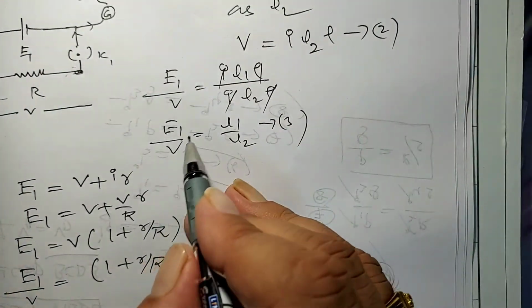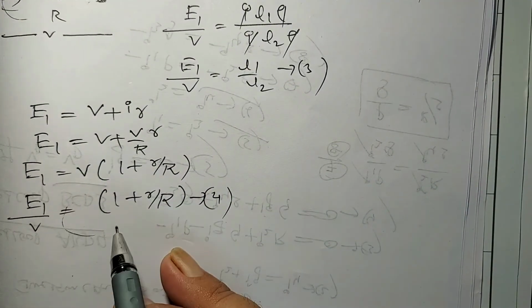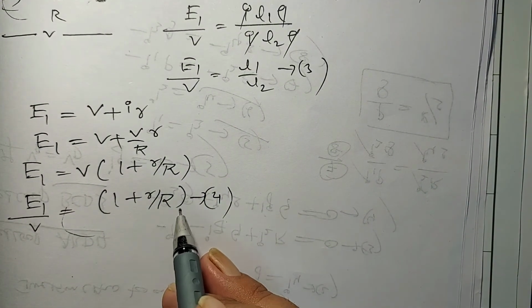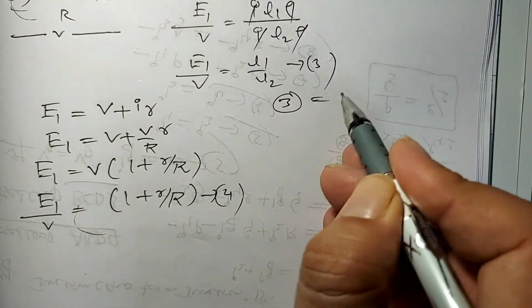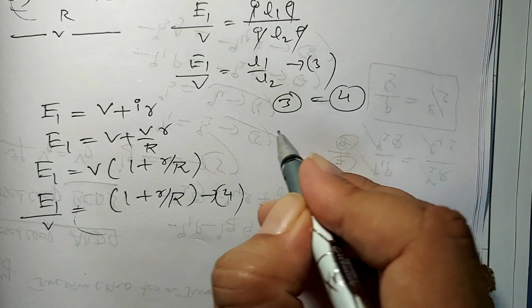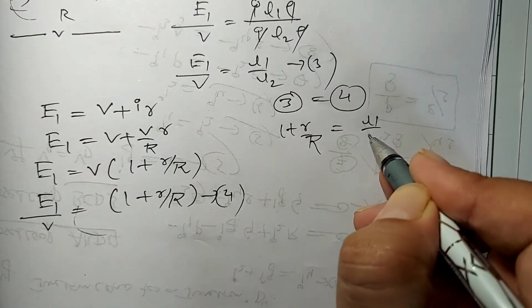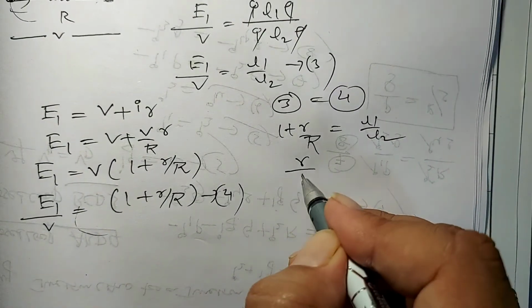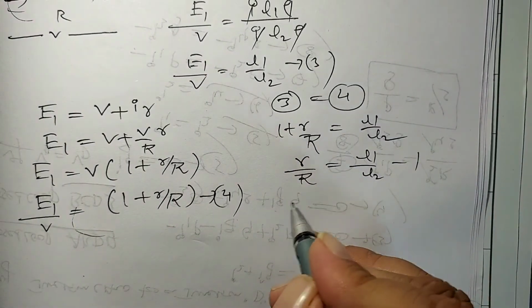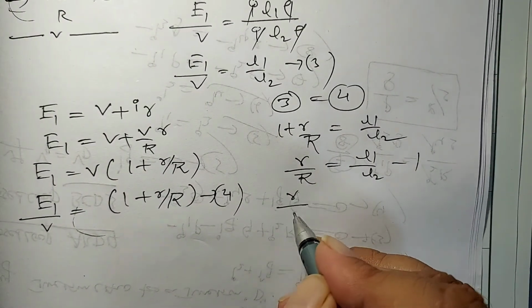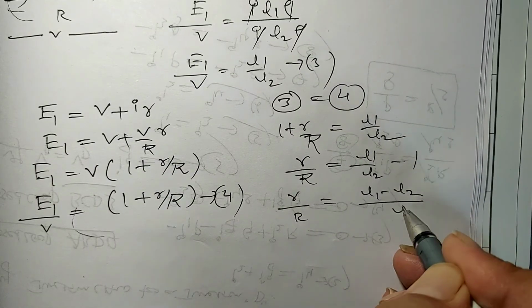Now see the third equation: E1 by V is equal to L1 by L2, and the fourth equation: E1 by V is equal to 1 plus small r by capital R. These two equations are equal, so equate them. That means 1 plus small r by capital R is equal to L1 by L2. Small r by capital R is equal to L1 by L2 minus 1. Taking the LCM, small r by capital R is equal to L1 minus L2 by L2.